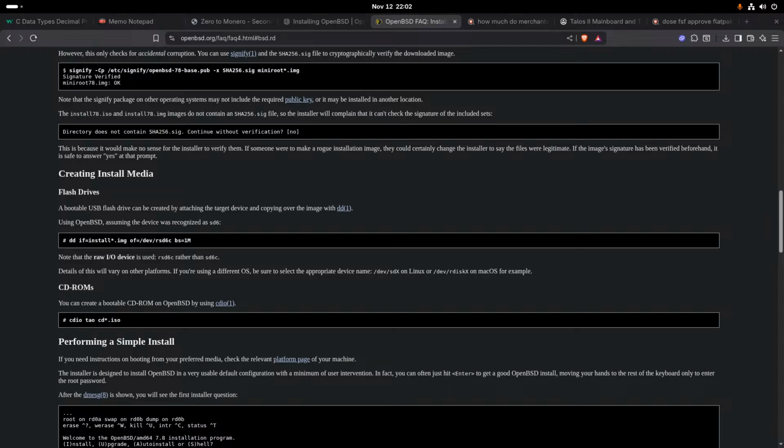EndeavourOS already exists. Literally, it just works. Garuda Linux exists. I had one issue with it.